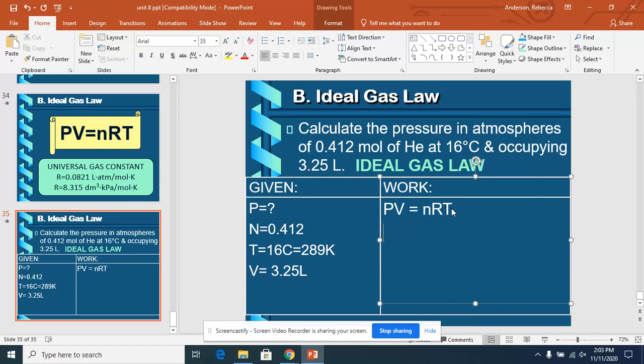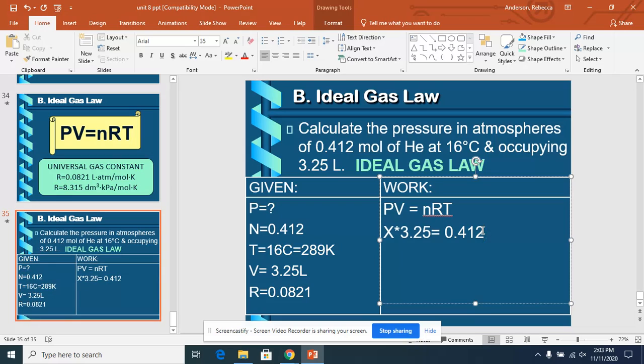All right, so now that we know what's given to us, we can fill it in this formula. Our P is X, because that's what we're looking for. Our V is 3.25 equals our N, which is 0.412. Oh, I also forgot, I do give you R. R is 0.0821. I'll always give that to you so you don't have to worry about finding that.